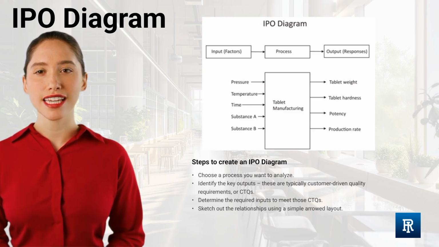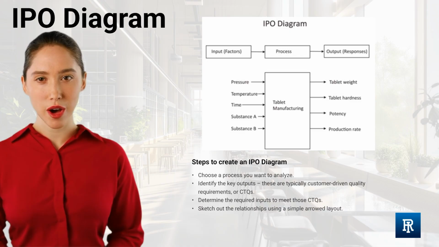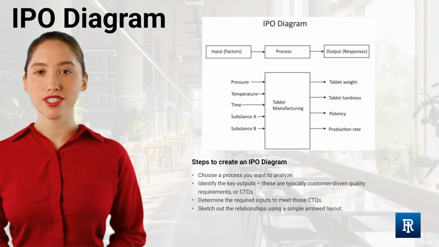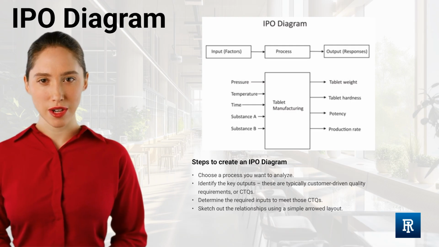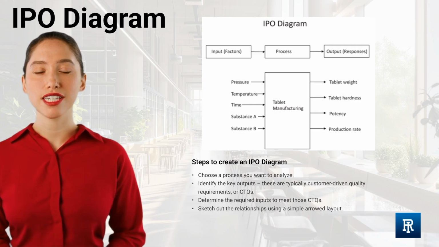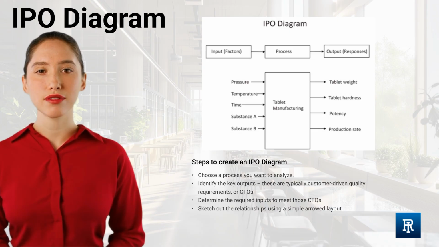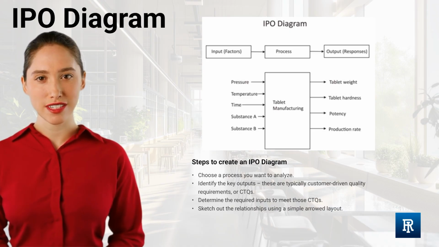The steps to create an IPO diagram are: choose a process you want to analyze. Identify the key outputs. These are typically customer-driven quality requirements, or CTQs. Determine the required inputs to meet those CTQs. Sketch out the relationships using a simple arrowed layout. To sum up, the IPO diagram is often one of the first you'll use in a Six Sigma project. It helps teams think clearly about process boundaries, expectations, and what matters to the customer.